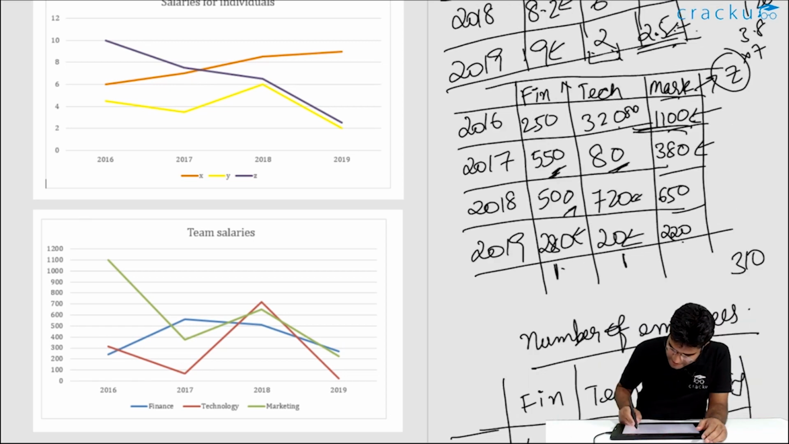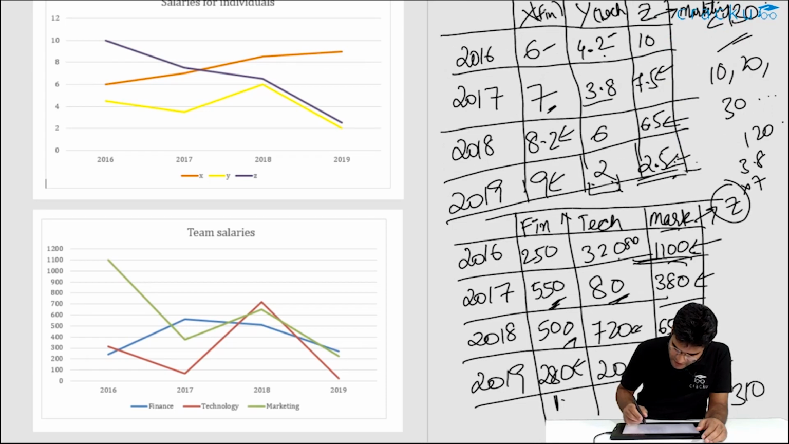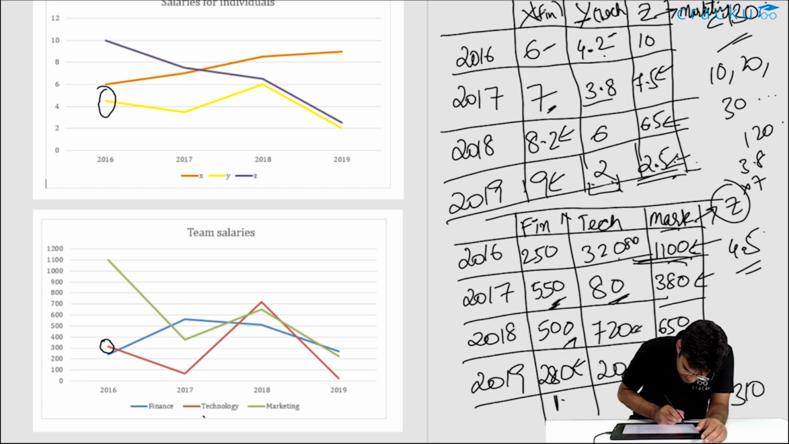Now if I am looking at the first blank, I will have to look at the value of y in 2016. The value of y in 2016 is somewhere over here. This is greater than 4 but less than 6, something like say 4.2, probably it was slightly higher, probably it is say around 4.5. And Tech in 2016 is this one. This one is very close to 300, just slightly above it. So this is say roughly around 310.